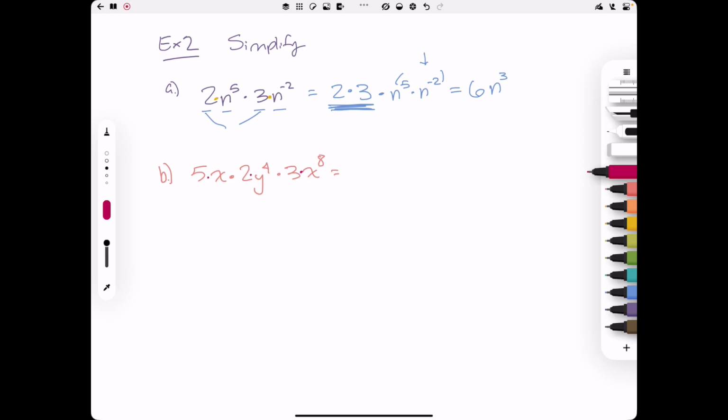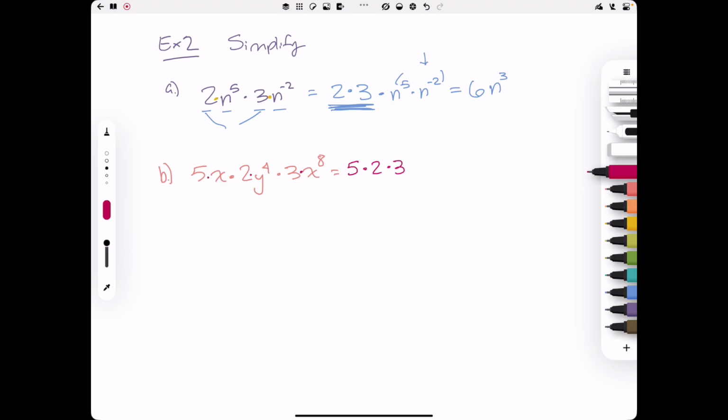Okay, wait. Can you say the number one more time? 5x times 2y to the 4th times 3x to the 8th. How can I rearrange them? Well, what would we do in the previous one? You can get all the numbers together. Okay, so we're going to write all the numbers out first. So it's 5 times 2 times 3.